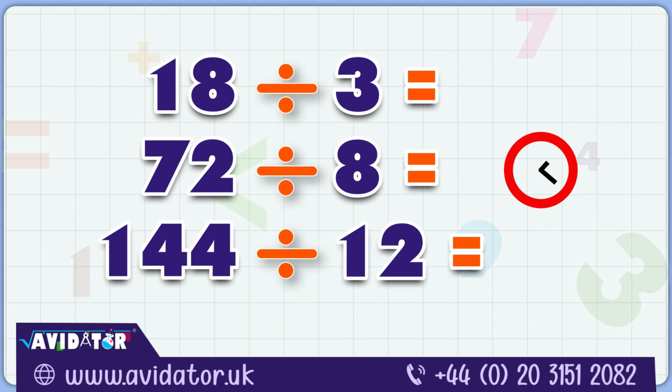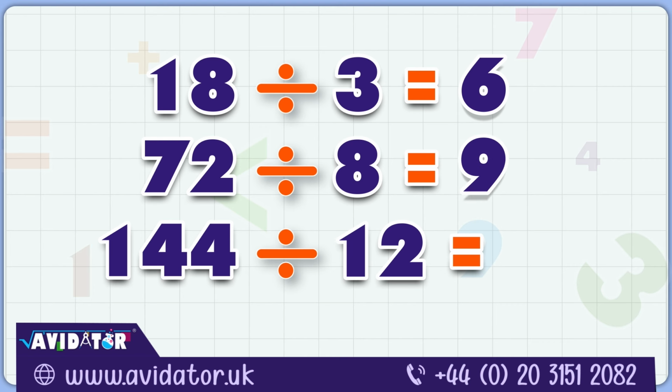Let's check your answers. 18 divided by 3 equals 6. 72 divided by 8 equals 9. 144 divided by 12 equals 12. How did you do? Great effort.